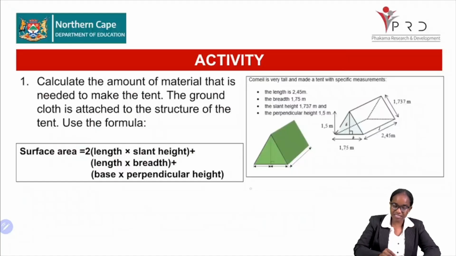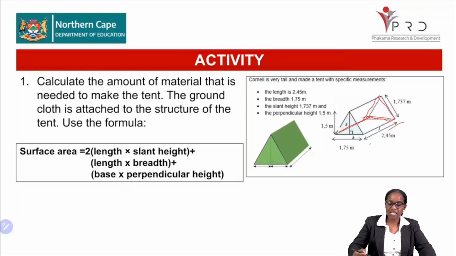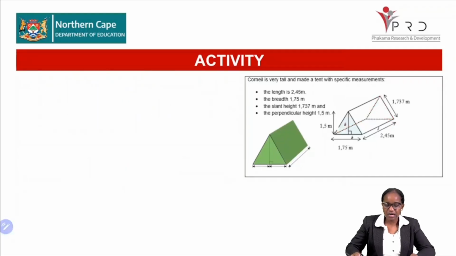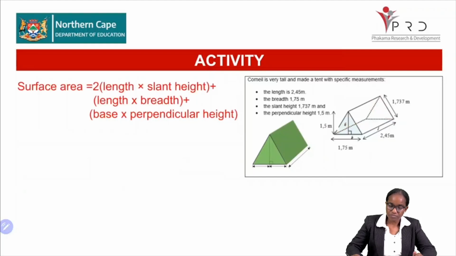So the surface area, you are given there the formula for surface area, the two sides, which are length times the slant height. Then we also have the length times the breadth. Then you have the area of these two triangles, which is base times perpendicular height. So let's use this formula to substitute the given values.